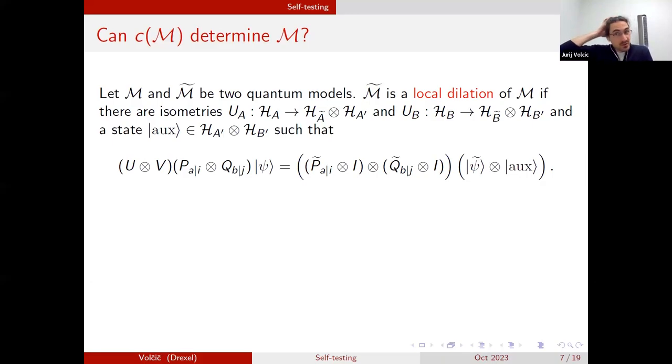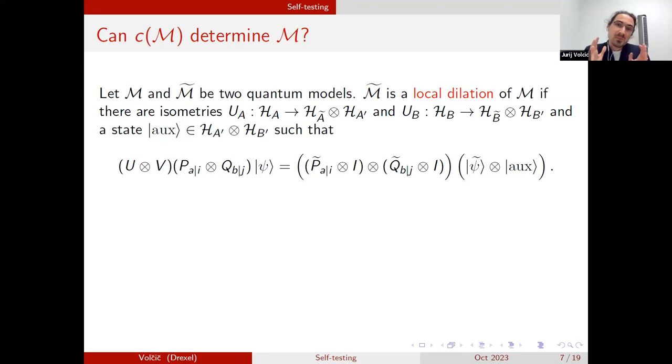And I'm going to collect those things in the following definition. I'll first say definition and then comment on this. So if I have two quantum models, M and M tilde, then I'm going to say that M tilde is a local dilation of M if I have two auxiliary Hilbert spaces, the ones that I write with prime, and I have two isometries from the Hilbert spaces for the model M to the ones for M tilde tensor these auxiliary Hilbert spaces, and an auxiliary state in these auxiliary Hilbert spaces such that the following holds.